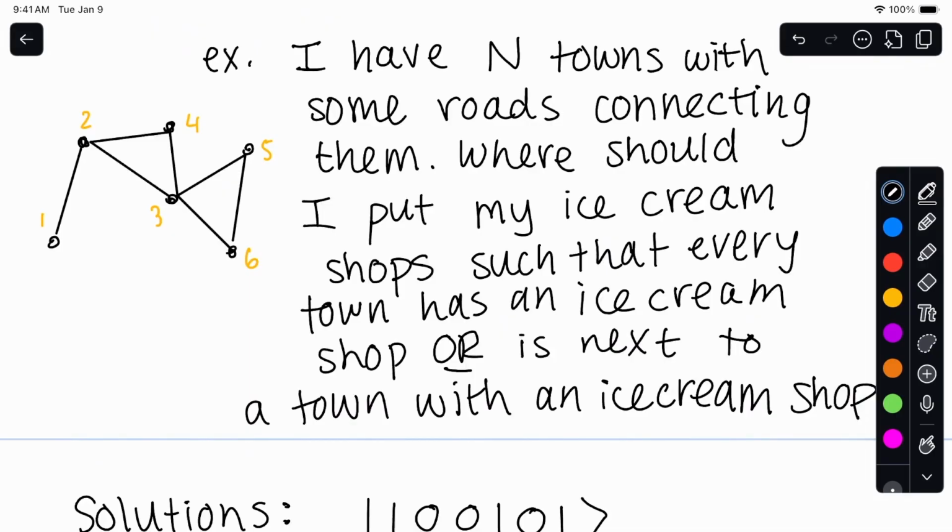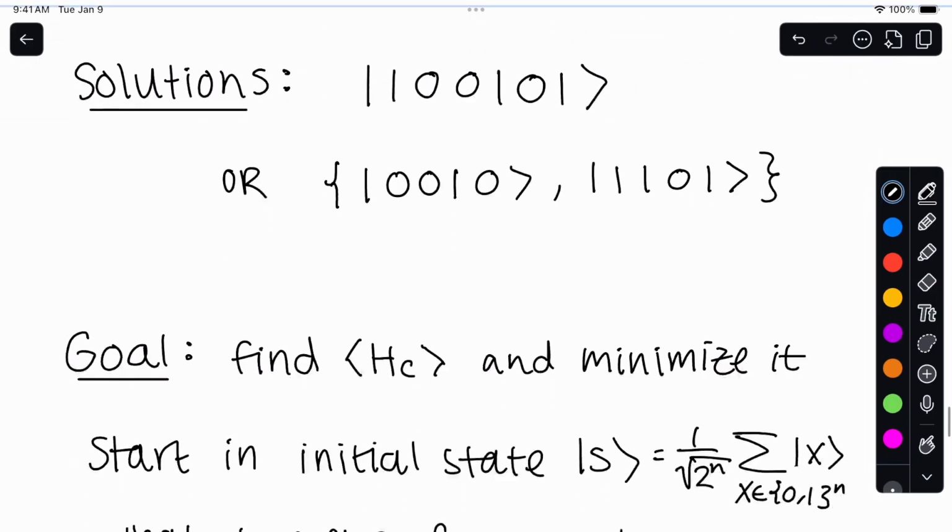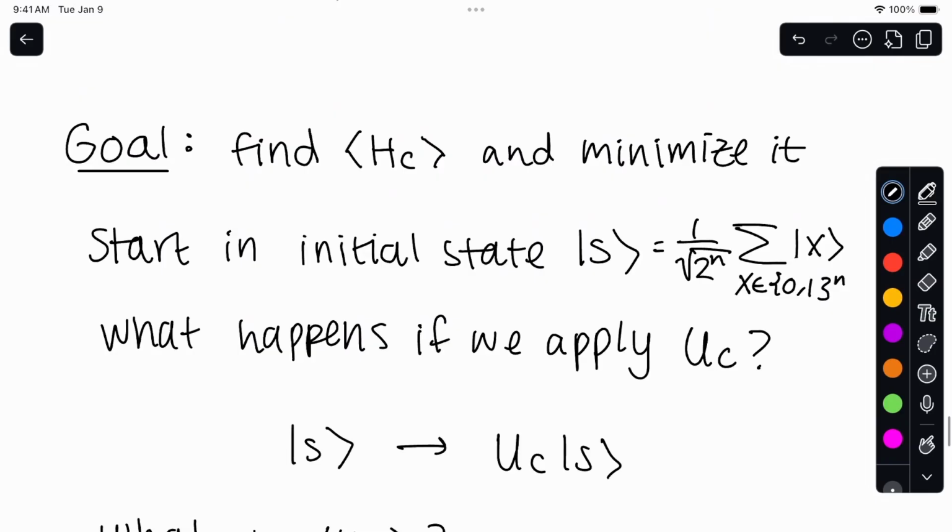This might be something you care about. And the solution that you're looking for is basically a string of ones and zeros, which tells you, oh, where there's a 1, you should put a store, and where there's a 0, you shouldn't. There could also be more than one optimal solution, in which case there could be some set of ideal solutions. The goal here is to find our cost Hamiltonian and then minimize it.